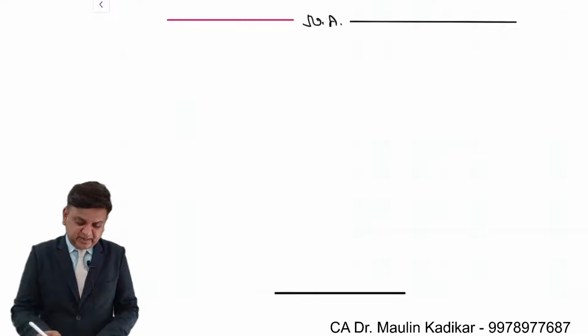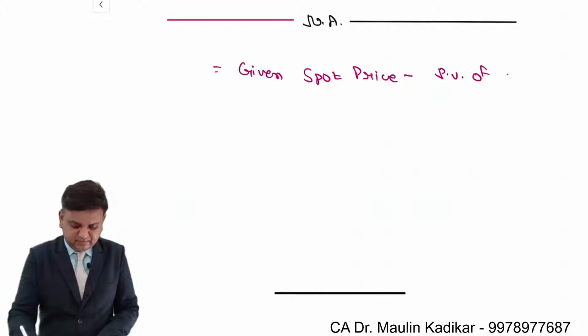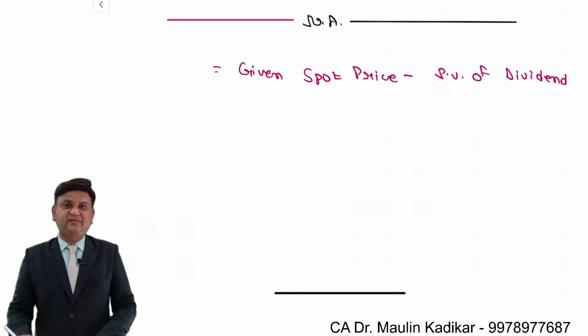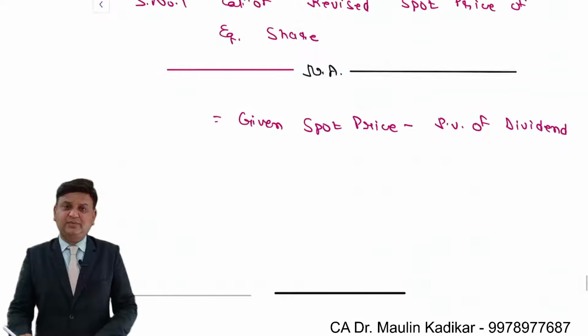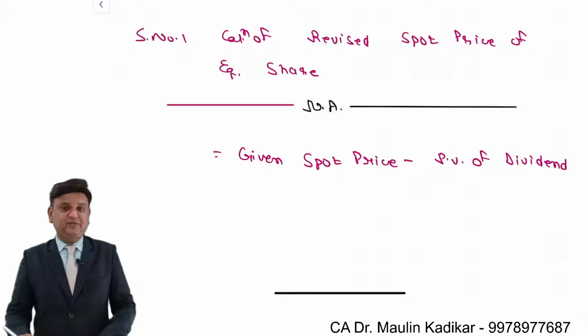Over here, we'll make the computation of the revised spot price as given spot price minus present value of dividend. We understand that whatever the spot price of the equity share is always inclusive of the dividend effect. So we'll compute the present value of the dividend to eliminate the effect of the dividend from the spot price of the security. That is the first step that we have.